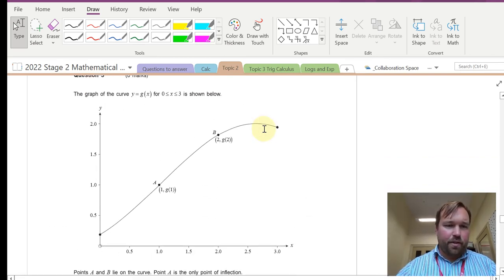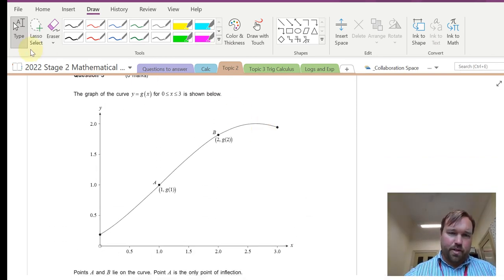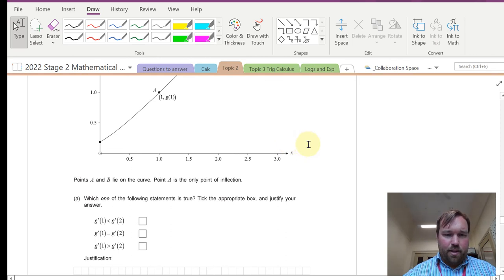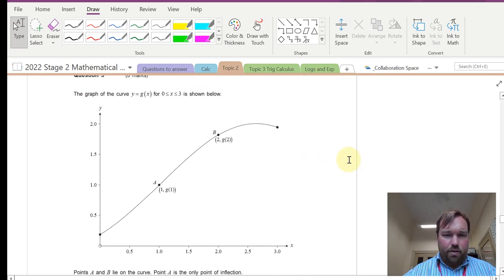2017. Cool. Alright, the graph y equals g of x is shown below between 0 and 3. Alright, we have 2 points at 1 and 2. Points A and B lie on the curve. Point A is the only point of inflection.